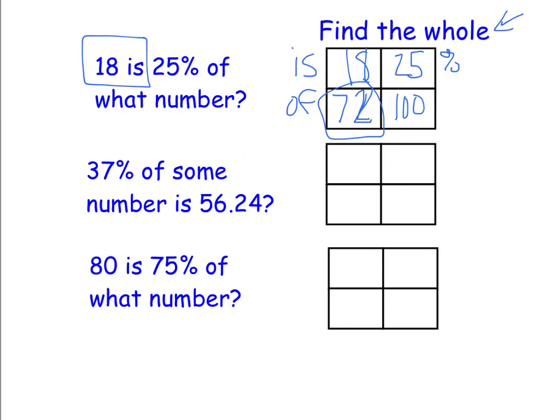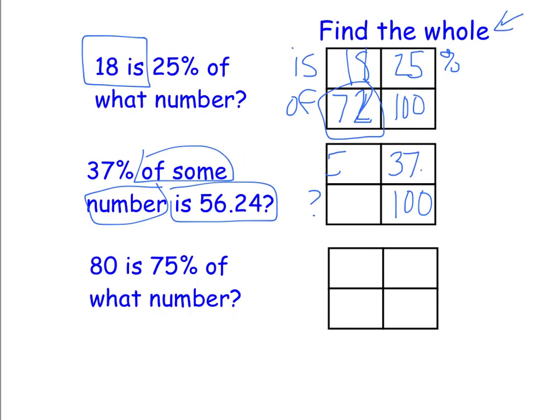37% of some number is 56.24. So 37% is going to go in my percent box, and 100 always goes in this box. This is of some number. That's telling me the of down here, we don't know. Is 56.24? Crisscross multiply. Divide by the lonely guy, and I get 152.